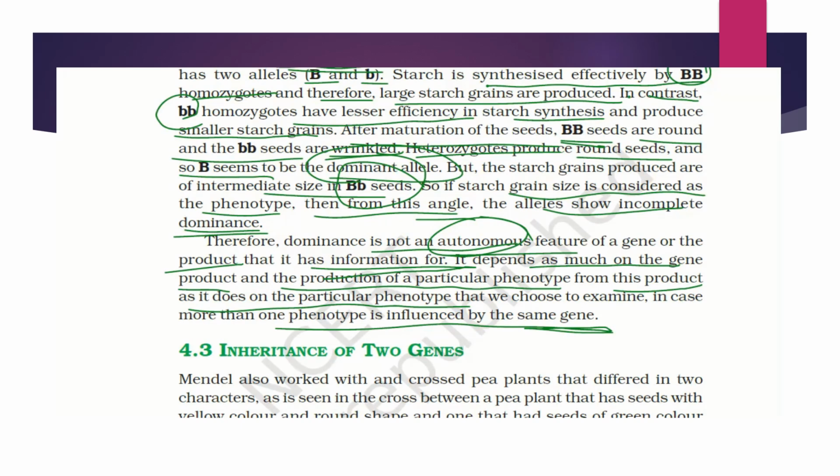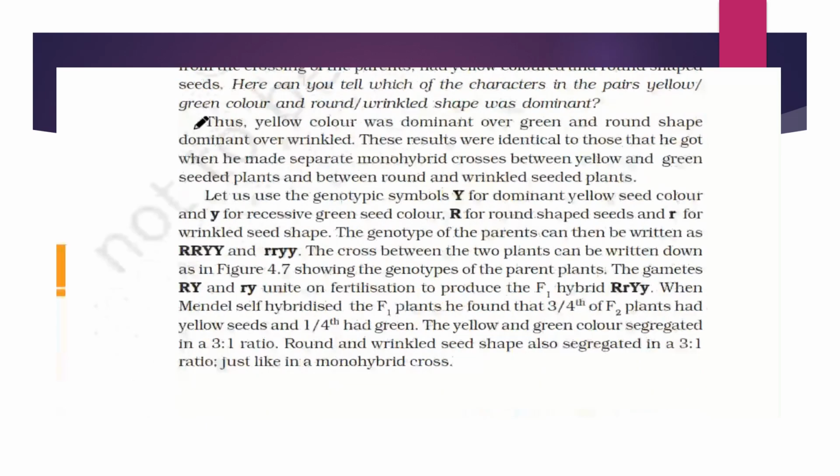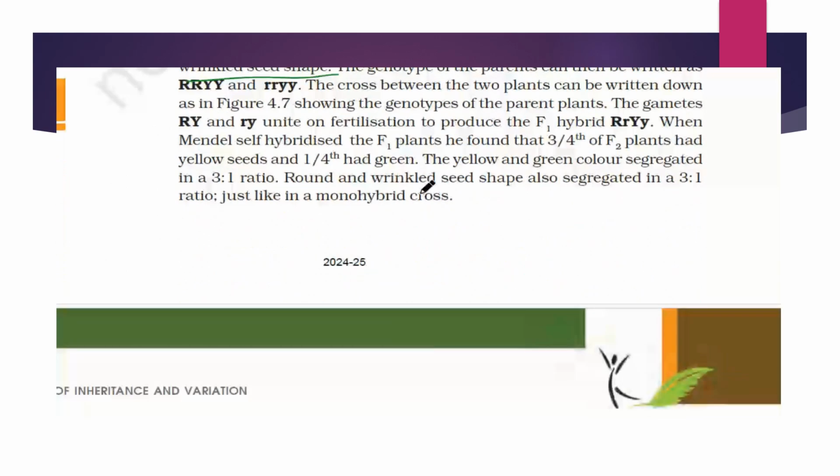Till now we have made it clear in the monohybrid cross. We have studied the Punnett square, multiple alleles, incomplete dominance, codominance, dominant and recessive. In the next class we will study the inheritance of two genes. That is the dihybrid cross that Mendel did after the monohybrid, taking two traits: dominant yellow seed color and recessive green seed color, and round and wrinkled seed shapes. This is what we will be doing in the next class.